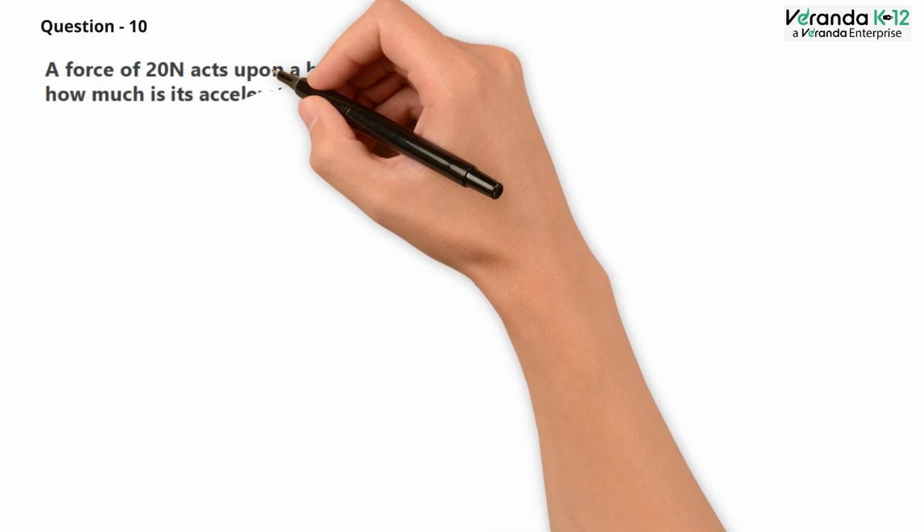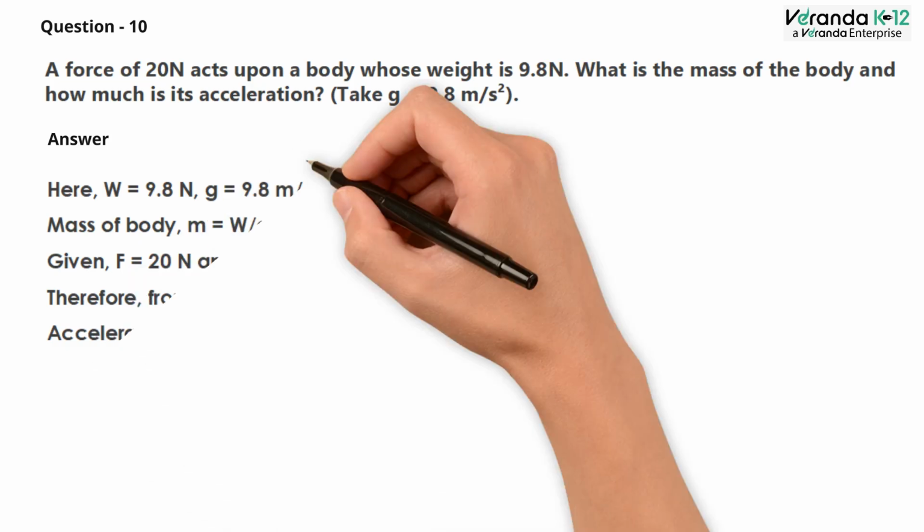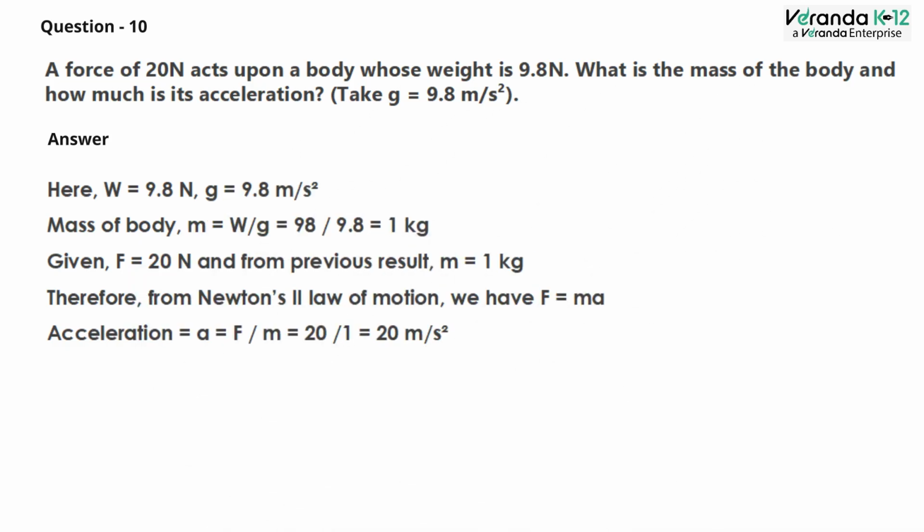Question number 10. A force of 20 Newton acts upon a body whose weight is 9.8 Newton. What is the mass of the body and how much is its acceleration? Take g to be 9.8 meter per second squared. And the answer is, here W is equal to 9.8 Newton and g is equal to 9.8 meter per second squared. Now mass of the body can be calculated using the formula W by g. So this will be 9.8 by 9.8, which gives 1 kilogram.